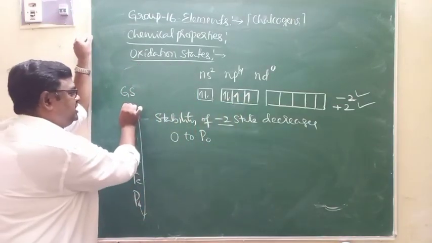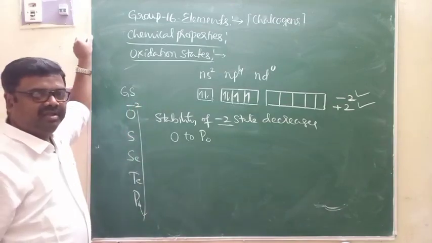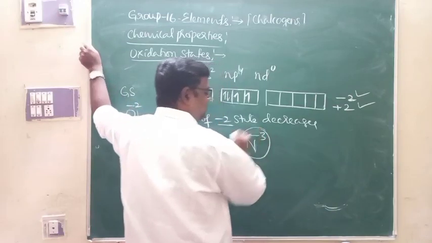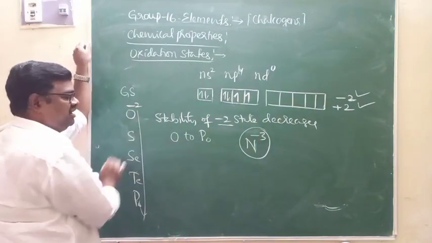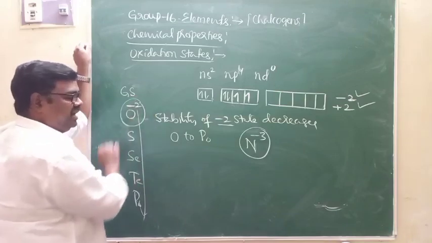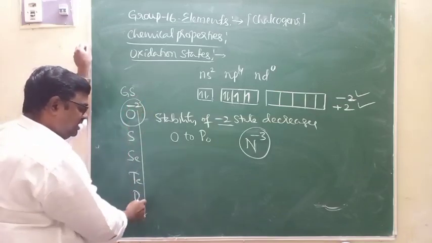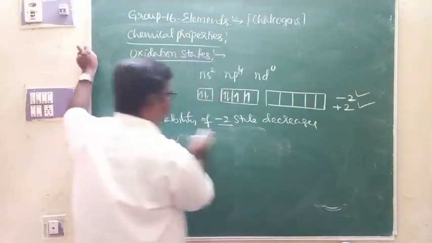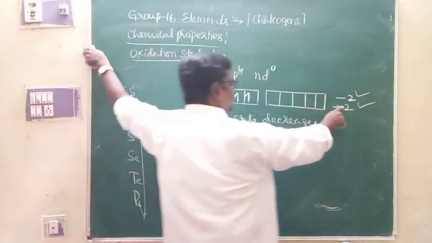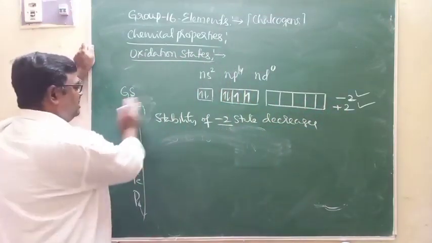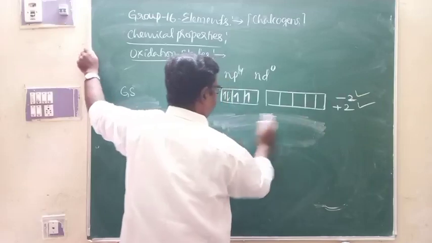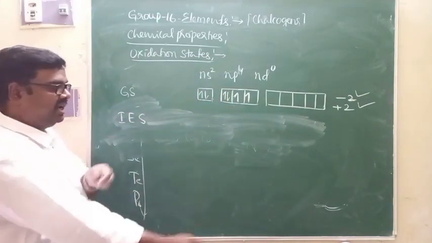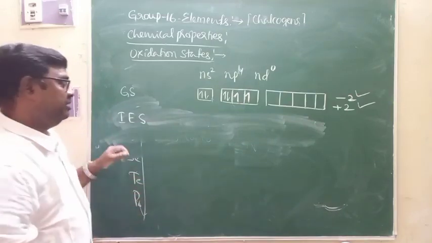Therefore the -2 state is highly stable in oxygen, just like in the case of nitrogen, where the -3 state is highly stable. Likewise, in the case of oxygen, the -2 state is highly stable, and the stability of the -2 state decreases from oxygen to polonium. So this is one possible oxidation state. Another possible one is +2. As far as the electronic configuration is concerned, in the first excited state, when energy is provided to the group 16 elements, what happens?